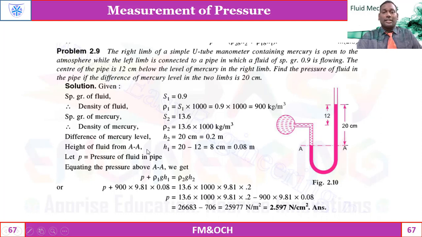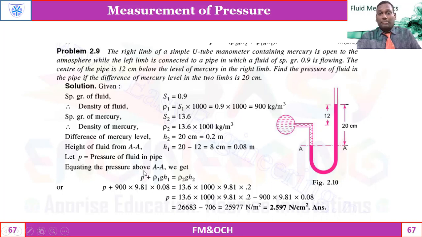Height of fluid above AA. The height of fluid above AA is not given, so we can work it out. It is nothing but 20 minus 12, which is 8 centimeters, or 0.08 meter. This height is not given, but based on the given data we can deduce it. Now we have all the parameters.